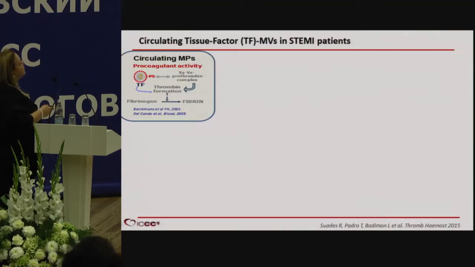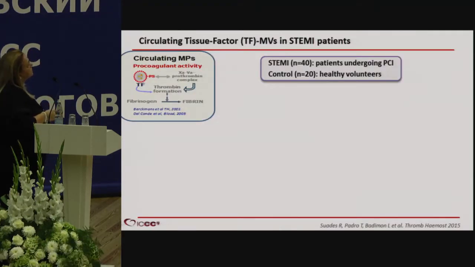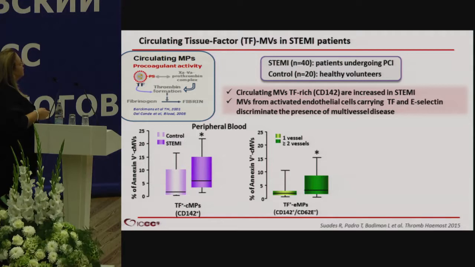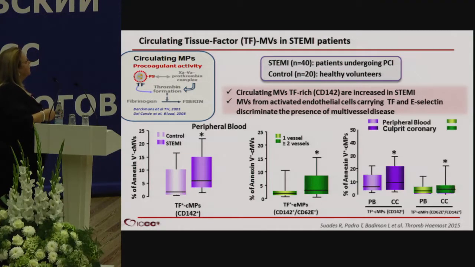So what we did is to follow tissue factor in these patients. This was the design: STEMI patients undergoing PCI versus controls. Going into the peripheral blood, we saw that tissue factor positive microparticles were raised, and these tissue factor rich microparticles are also able to discriminate between patients with one vessel versus two vessel disease, or more than two vessels. So tissue factor rich microparticles are maybe a way to go, and we are getting deeper and deeper in this analysis, because maybe they are a marker in the peripheral circulation of what's going on in the coronaries.